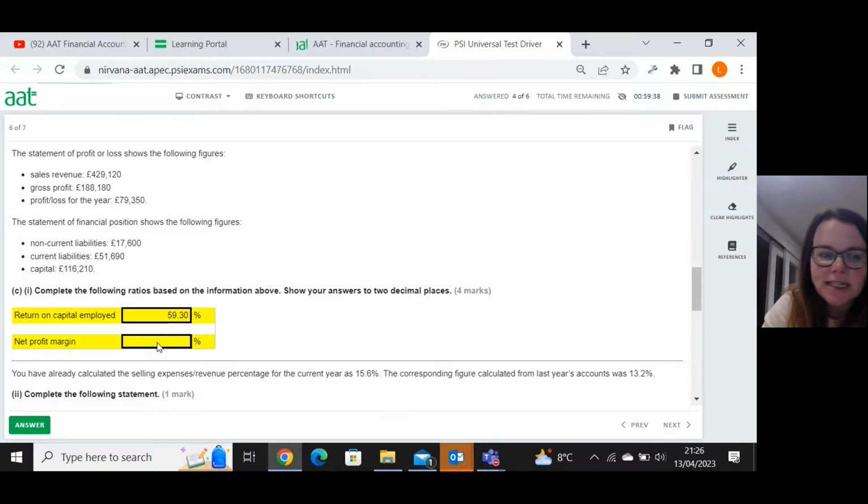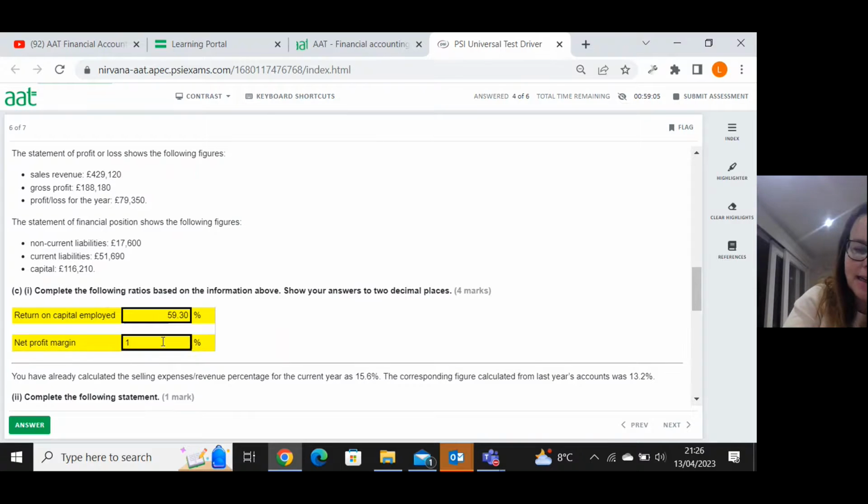Right, the net profit margin. So any margin is basically the item that it states. So if it was gross profit, it would be gross profit divided by sales. Net profit divided by sales. So the net profit is another word for the profit or loss for the year. So 79,350 divided by the sales figure, multiplied by 100 to turn it into a percentage, is 18.49.